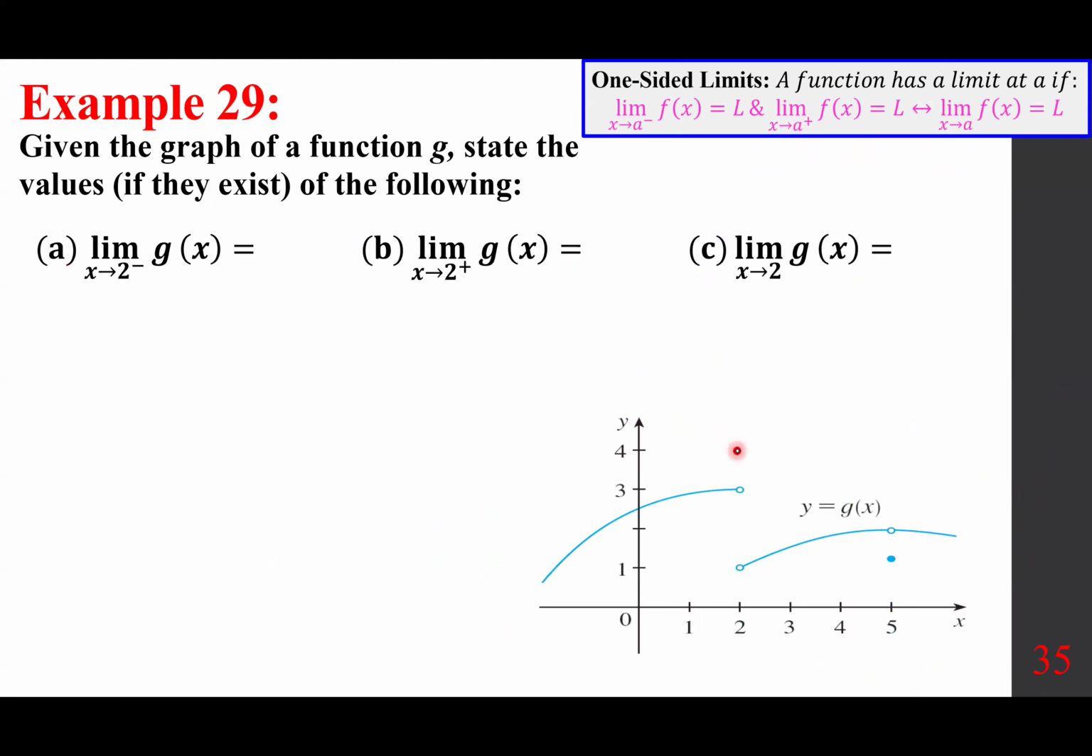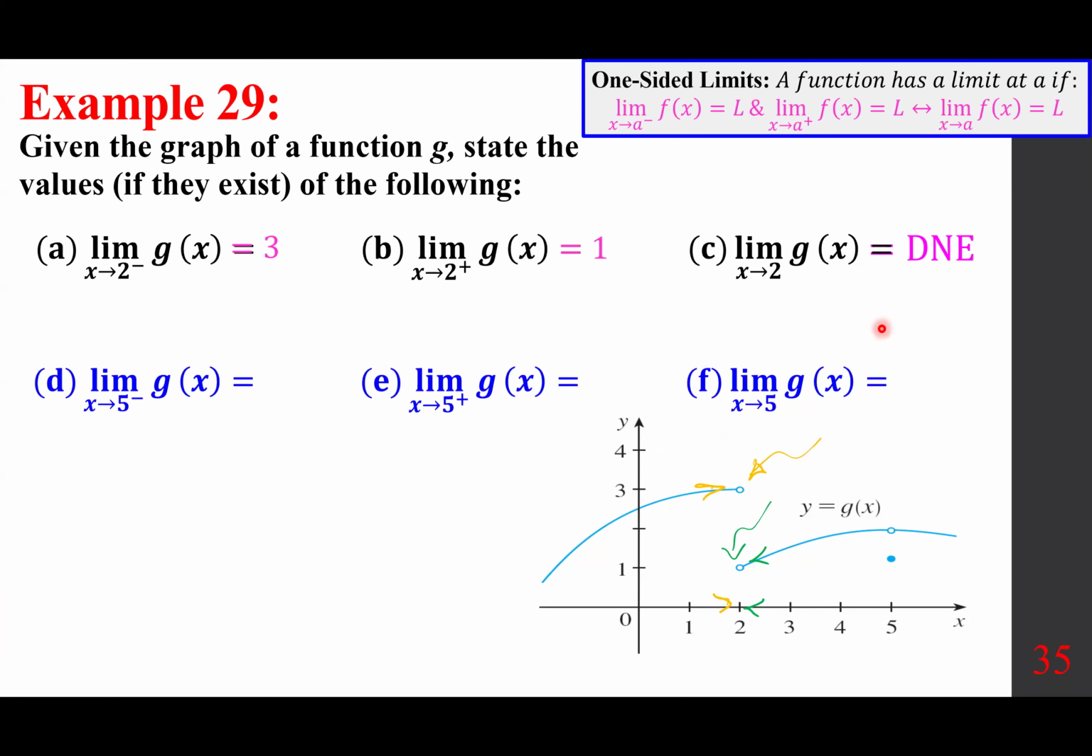Reading graphs, making sure we can read graphs. Given the graph of the function g, state the value. We are interested in the limit of g of x as x approaches 2. Notice from the left side, you're going this way, and you are moving towards this point. And this point has a y coordinate 3. From the right side, you're in this branch, you're moving towards this point, and this one has the y coordinate 1. Are they equal? No. The limit of g of x as x approaches 2 does not exist.